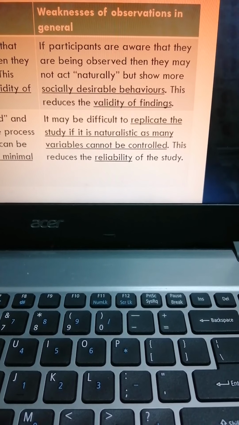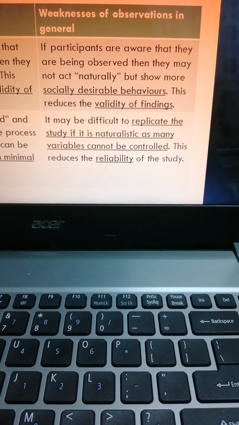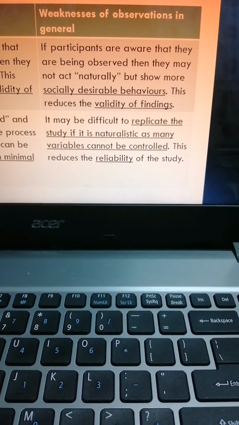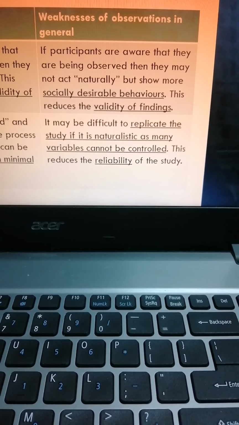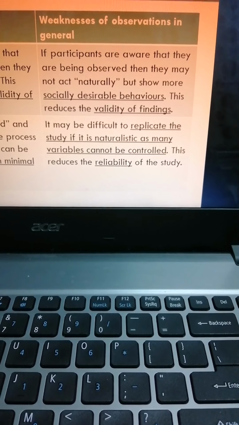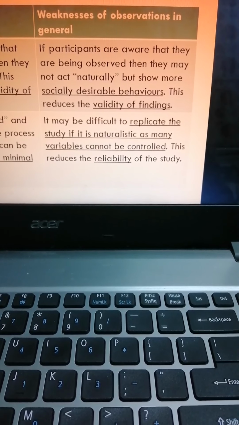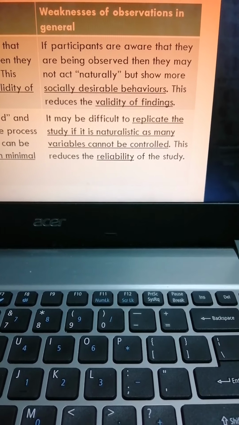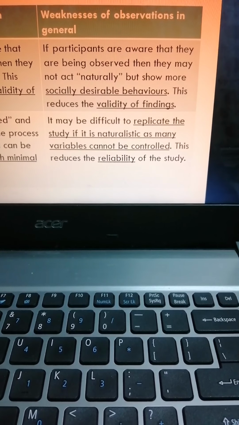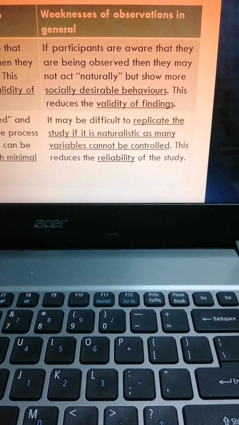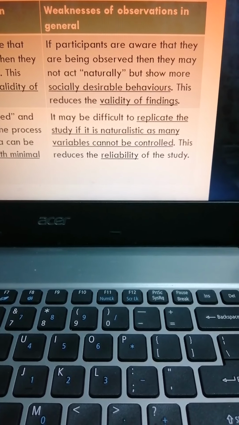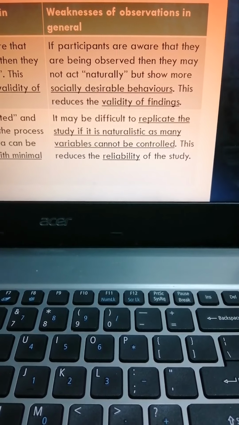It also might be difficult to replicate the observational method, especially when it comes to naturalistic observation. This is when the participants are observed in the natural environment, and in a natural environment, the IV is hard to control. It cannot be manipulated, and also there will be a lot of extraneous or confounding variables, which can reduce the reliability of the study.